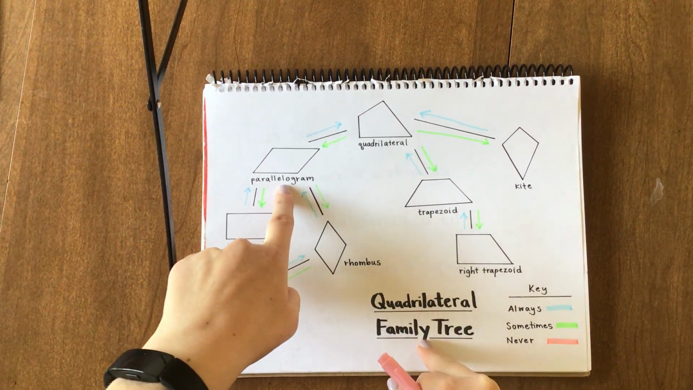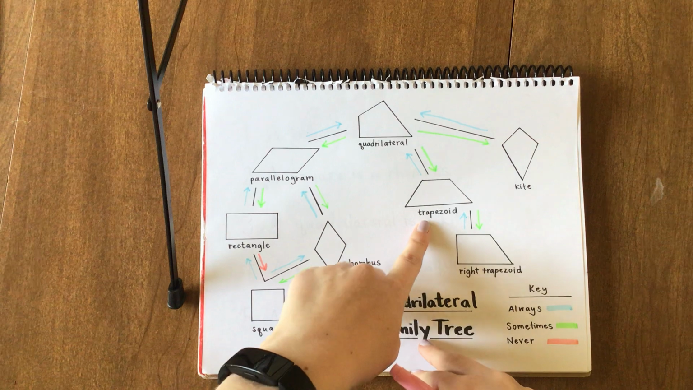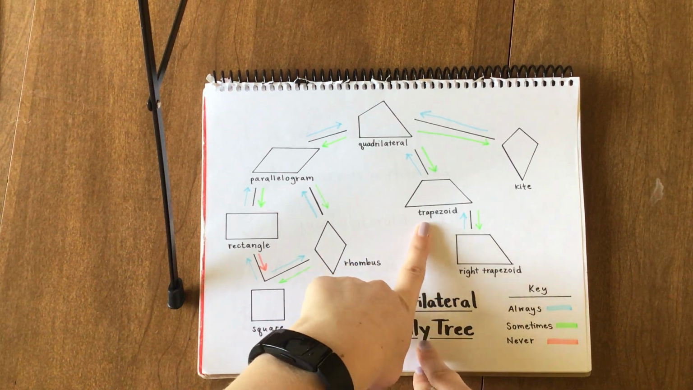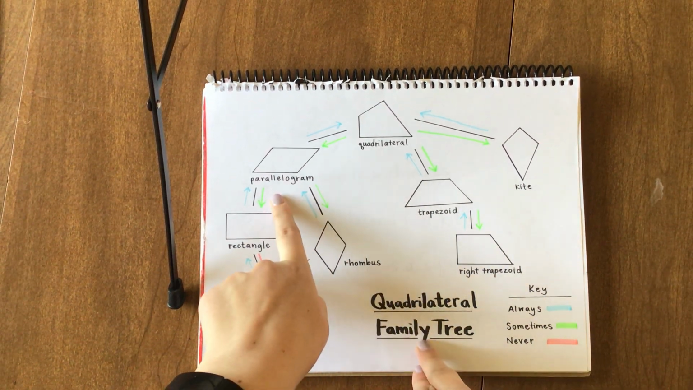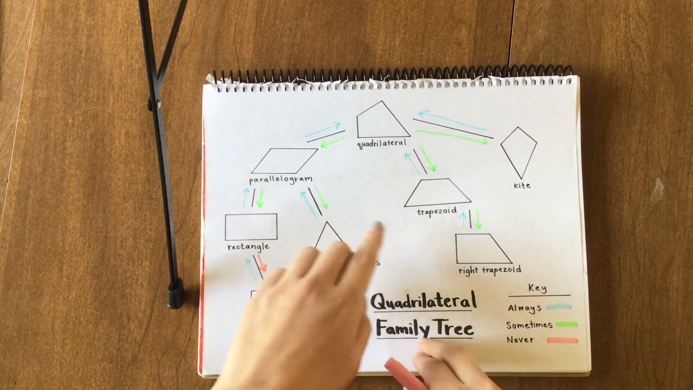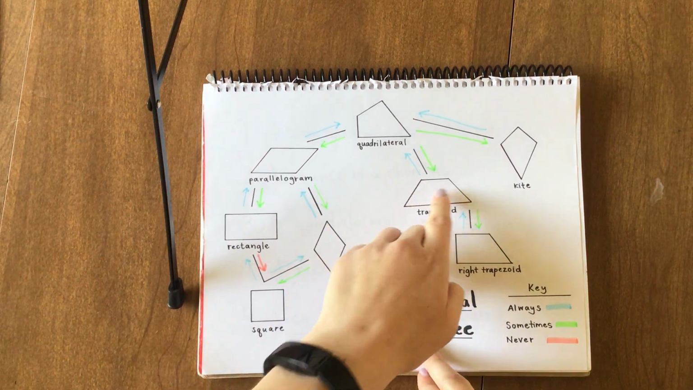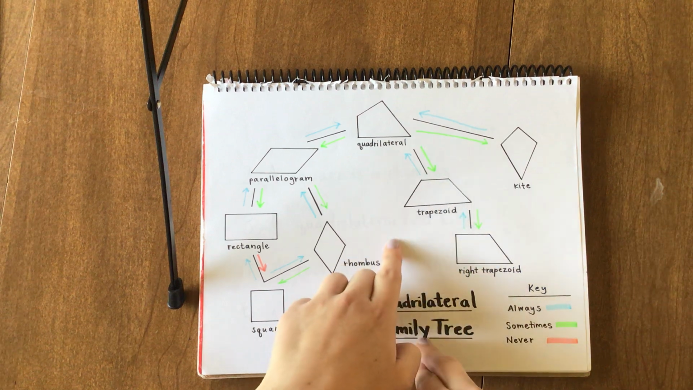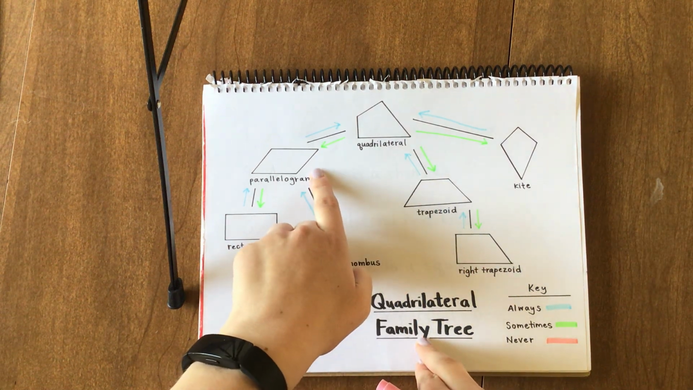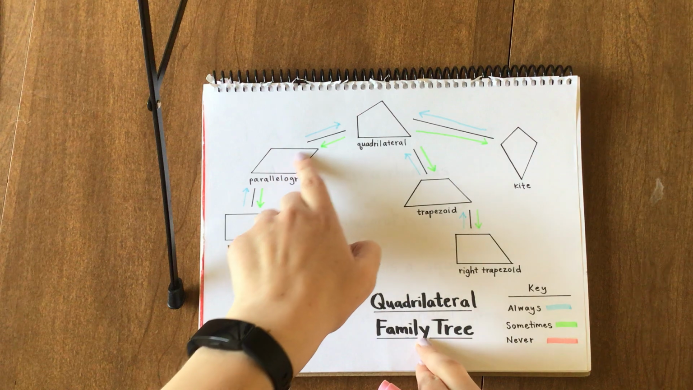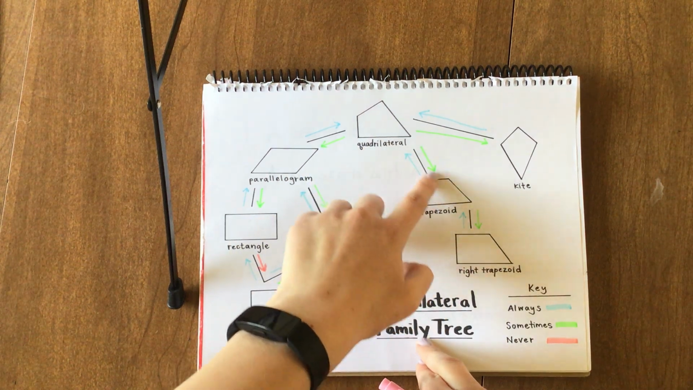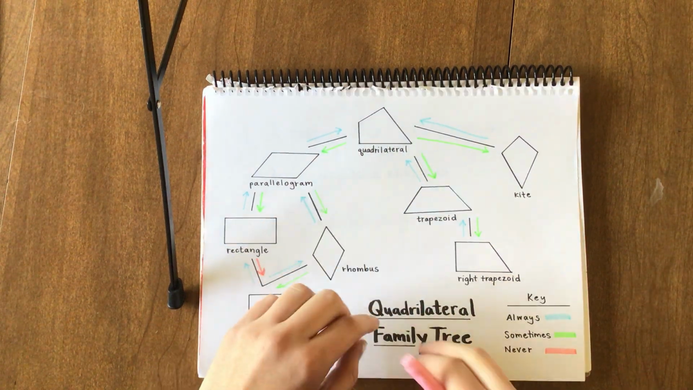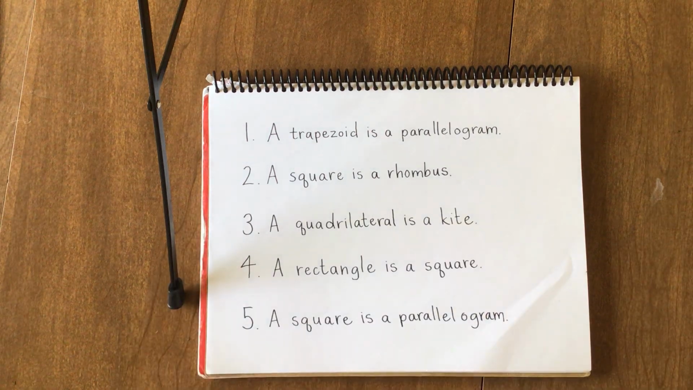We can also use the properties of a trapezoid to analyze whether it is a parallelogram. So a trapezoid only has one pair of parallel lines. This means that it is not a parallelogram and explains how the relationship exists on the tree. So a trapezoid is never a parallelogram.